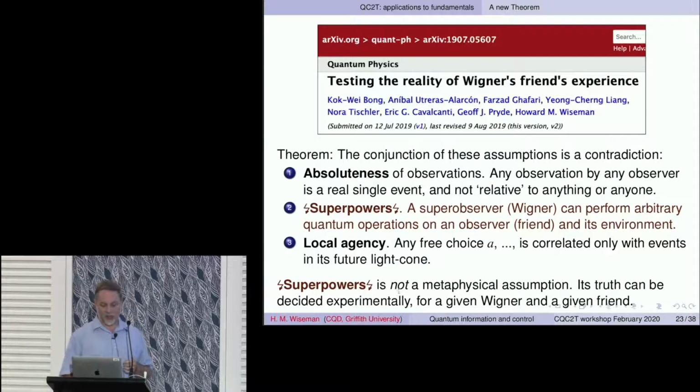But it's not actually a metaphysical assumption. This is an assumption that we can test in the lab, for any given Wigner and any given friend, whether Wigner really has these superpowers. But those are what we need to get the theorem.